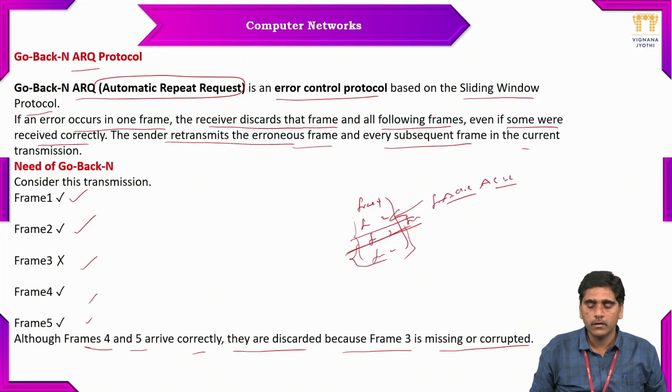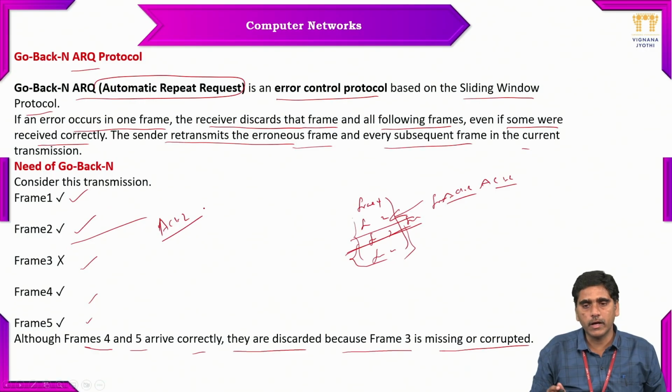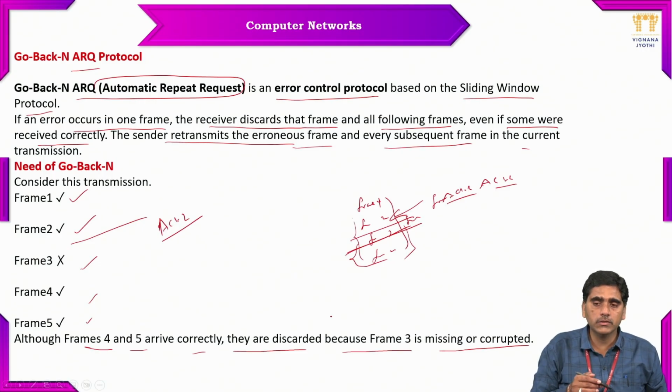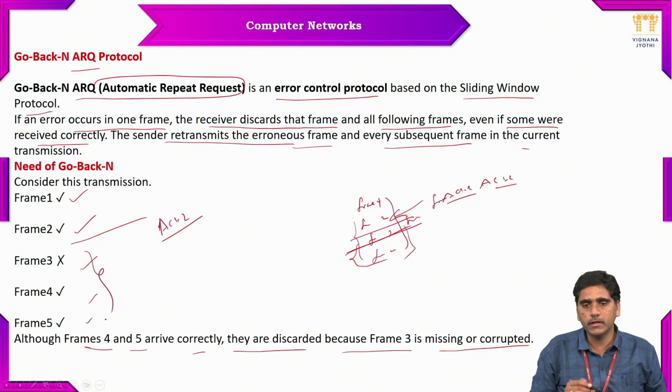That is the way Go-Back-N sends an acknowledgement that up to frame 2 I received, and I didn't receive frame 3, frame 4, frame 5. So again it asks the sender to retransmit from frame 3 onwards: frame 3, frame 4, frame 5.